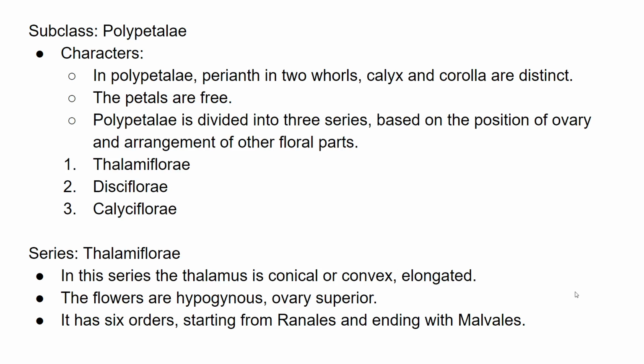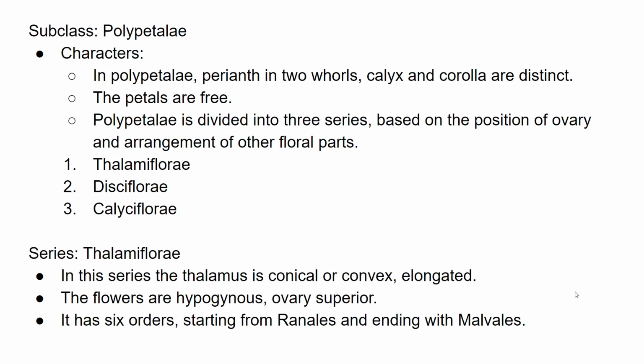Subclass Polypetalae. In Polypetalae, perianth in 2 whorls. Calyx and corolla are distinct. The petals are free. This condition is called polypetalous. Polypetalae is divided into 3 series based on the position of ovary and arrangement of other floral parts. They are thalamiflorae, disciflorae, and calyciflorae.